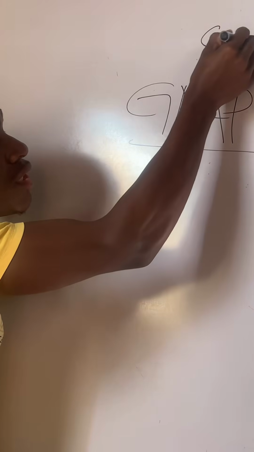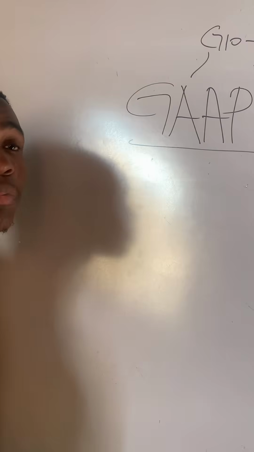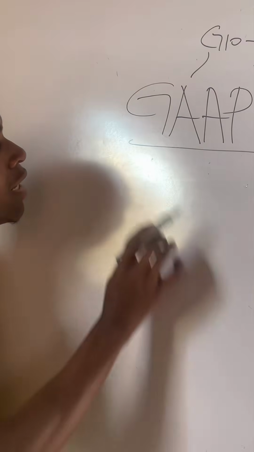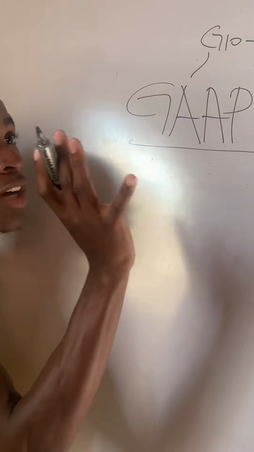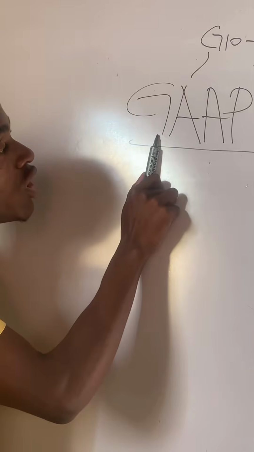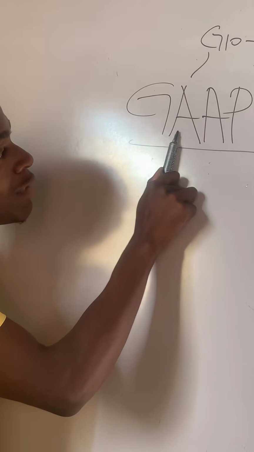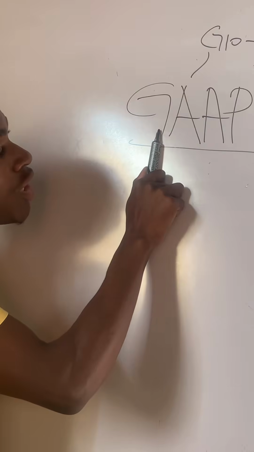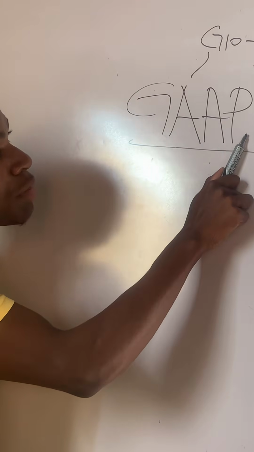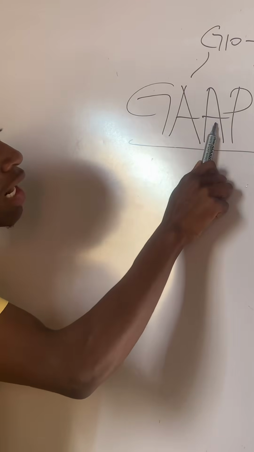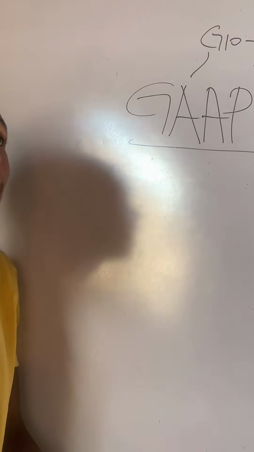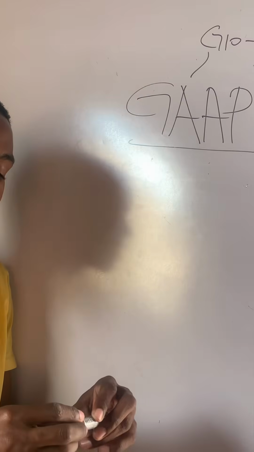In grade 10 to grade 12, you have to understand the GAAP principle by all means necessary. For grade 10, those who don't know, GAAP stands for Generally Accepted Accounting Principles. That is the GAAP principle and what it means. Then what does GAAP state?